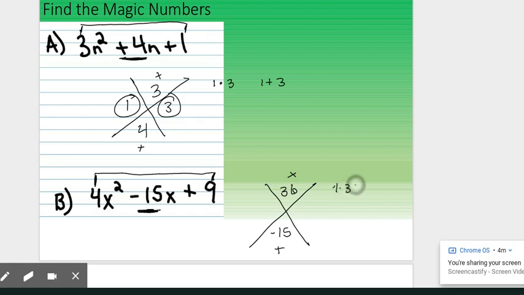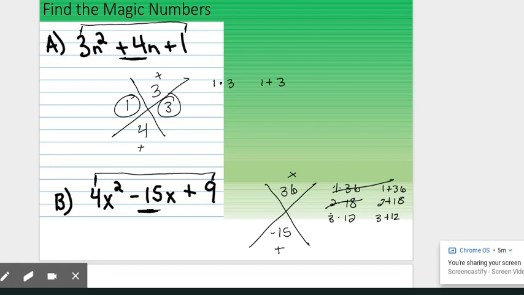1 times 36 is 36. 1 plus 36 is 37. So that's not it. Next number is 2. Remember to get my other part. 36 divided by 2 is 18. So 2 times 18 is 36. 2 plus 18 is 20. Not it. Next number is 3. 36 divided by 3 is 12. 3 times 12 is 36. 3 plus 12 is positive 15.